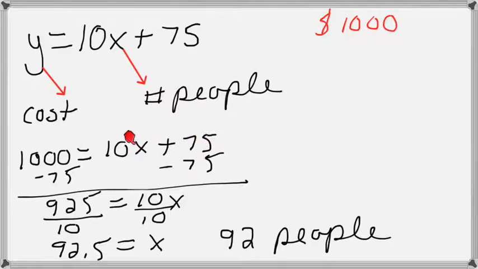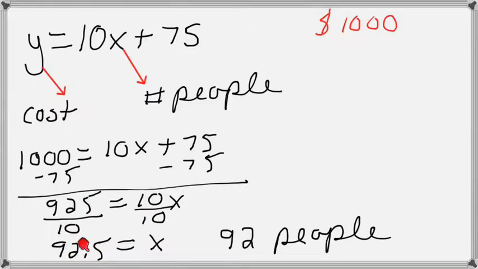I have to get the variable by itself, and I always start with getting rid of the addition and subtraction. So the opposite of adding 75 is to subtract 75 on both sides. That gives me 925 equals 10x. The opposite of multiplying x by 10 is to divide, so divide by 10 here and divide by 10 here. And I'm going to get x equals 92.5.